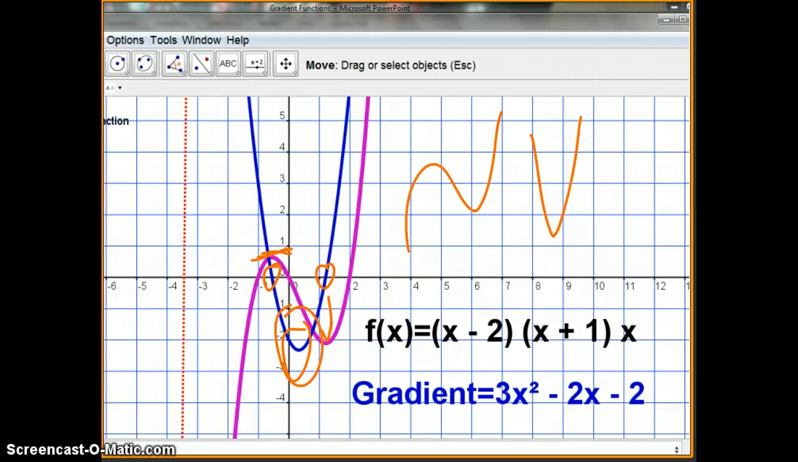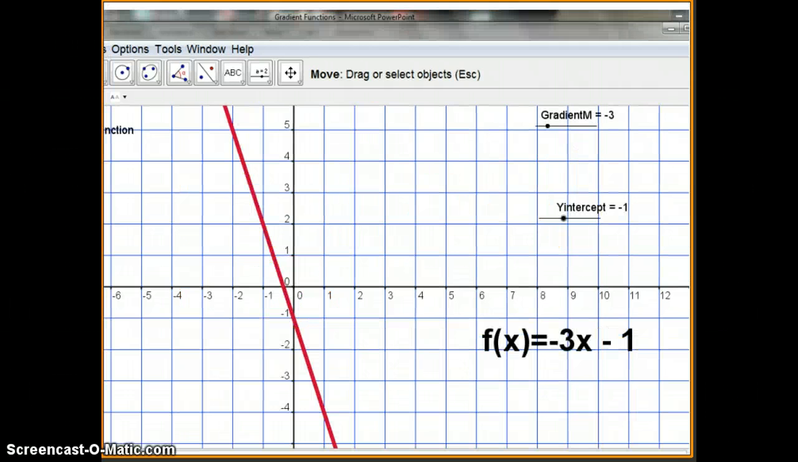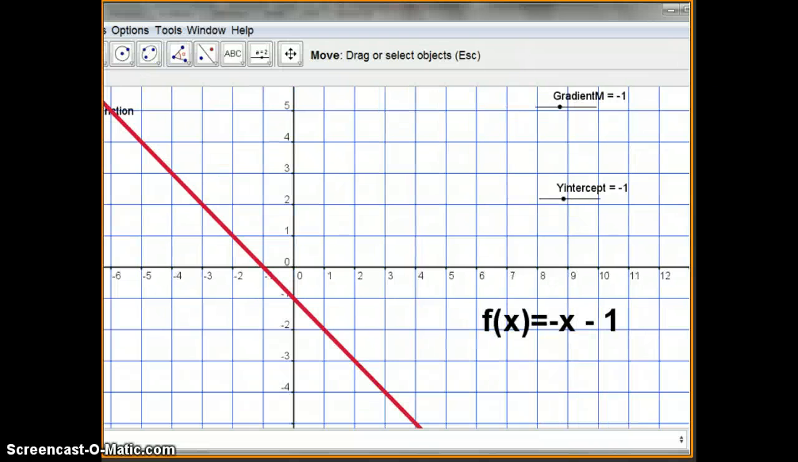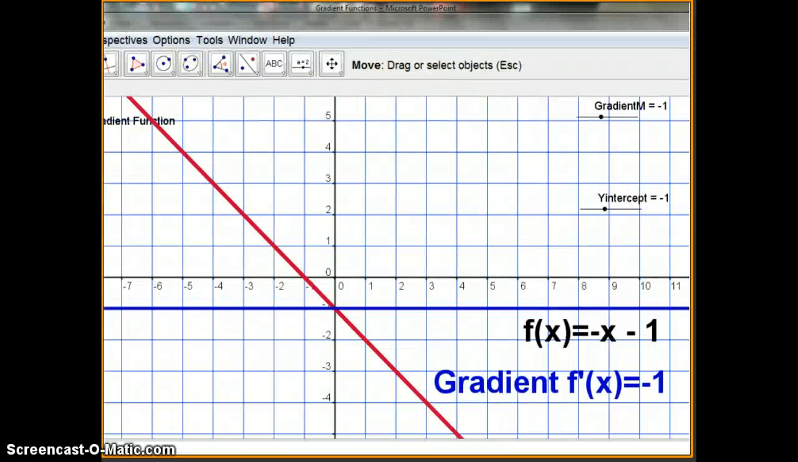So that's sweet. This one here, what's the gradient? Gradient is constant. The gradient is -3. So the gradient function, every place on this line has the same gradient. So our gradient function is -3. This one here, gradient function is -1.